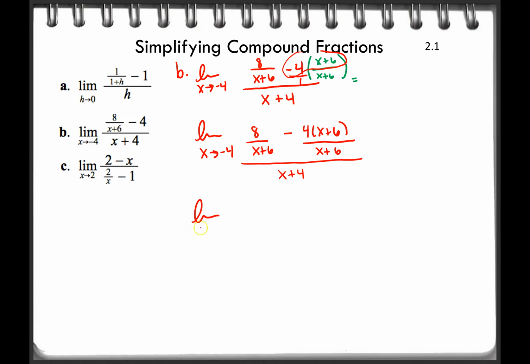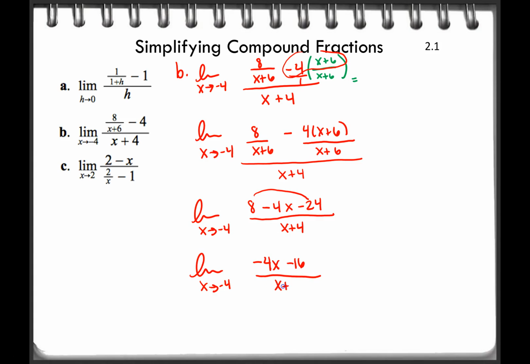So this is going to be the limit as x approaches negative 4 of 8 minus 4x minus 24, all over x plus 4. So this becomes the limit as x approaches negative 4. Well, 8 minus 24, just double checking here, is minus 16. So that gives me a minus 4x minus 16, all over x plus 4.